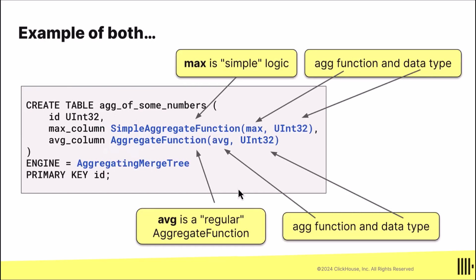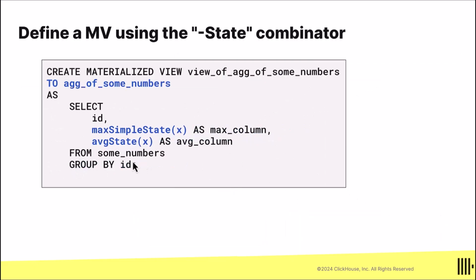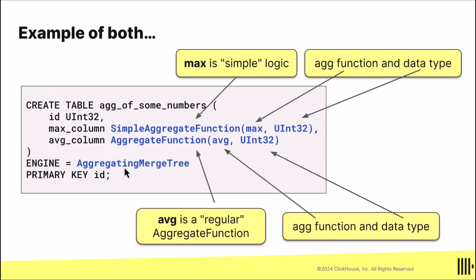I went back a slide again. So now everything lines up. It's important to group by ID because up here on the previous slide, my primary key was ID. That absolutely has to match.